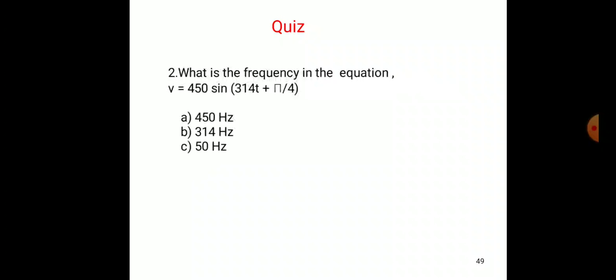You can see where is the frequency. What is the frequency? 314t + π/4. The frequency, how we can find the frequency? The 314 is equal to 2π f. That is the omega t, which means 2π f. So 2π f equals 314, and the value is 50 hertz. You can see.